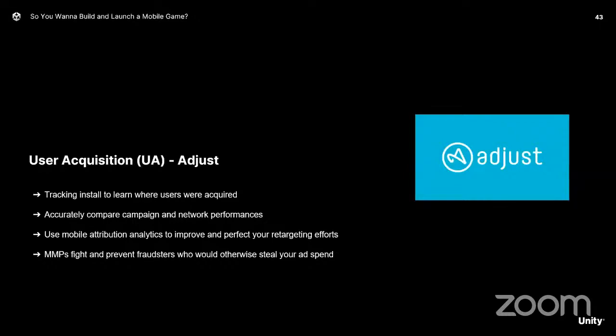All right, it lets you accurately compare campaign and network performances based on where the users are coming from, and uses mobile attribution analytics to improve and perfect your retargeting efforts. So what that means is really just when you run your campaign, you're able to understand where and how your users engage with your ad campaign and how they're actually funneling back into your game. And when you have that accurate data, you can use that to maybe adjust your marketing efforts from one channel to another that's more effective.